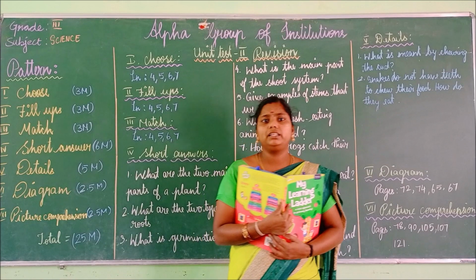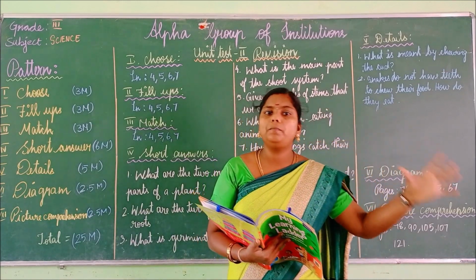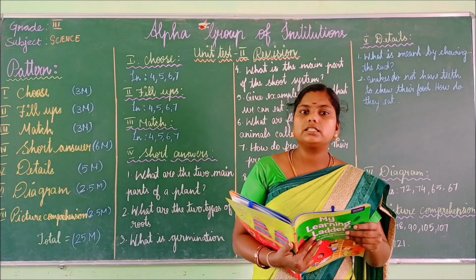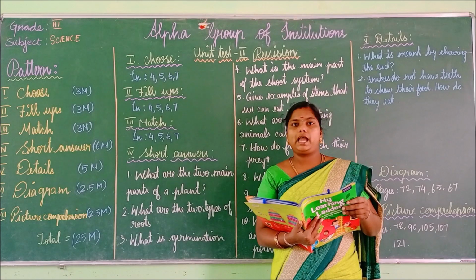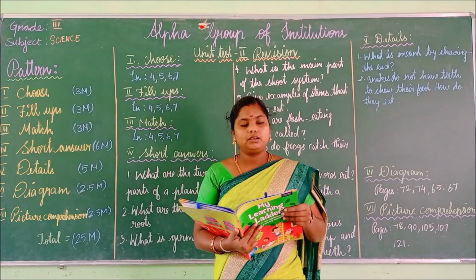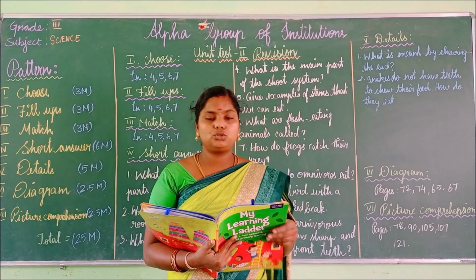Second one, which part of the plant prepares food? So we read already that the leaf prepares food for the whole plant. So here what is the answer? Leaf. Which part of the plant prepares food? The answer is leaf. The third one, leaves prepare food for the plant, dash.